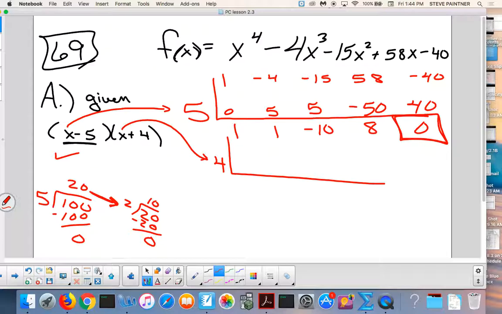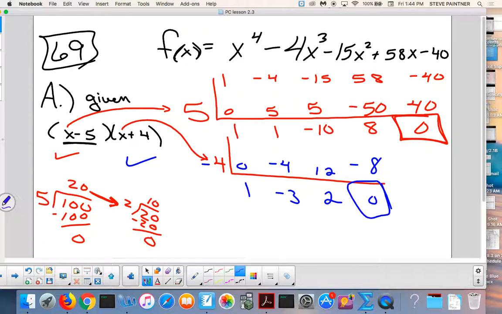Oh, I messed up. Sorry, don't look at that. My fault. Should have been -4, right? Check to see if -4 gives you a 0. Did you get it? I got 0. Check. I proved that the given factors were factors by seeing if the remainder was 0. I know I should have got 0 because they told me they were factors. Good?